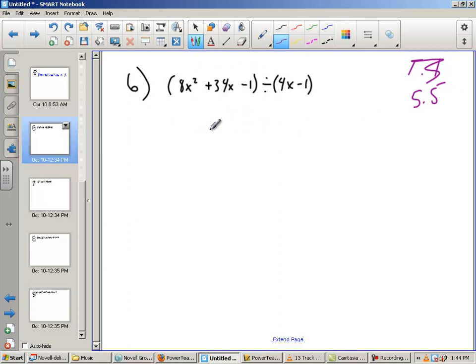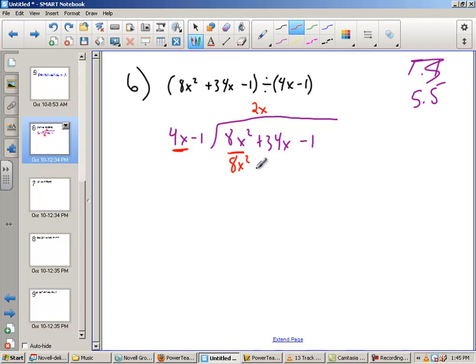In the first part, we're going to do some long division. So we're going to set up the division 8x squared plus 34x minus 1 with 4x minus 1 out here. What we're going to do to start is say, what would I multiply 4x by to get 8x squared? Well, 4 times 2 is 8, and x times x is x squared. Now that I have that value, I will multiply by 4x. 2x times 4x is 8x squared. 2x times negative 1 is negative 2x.